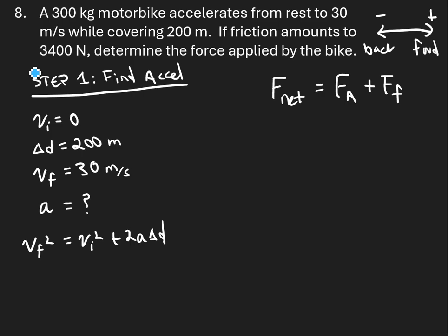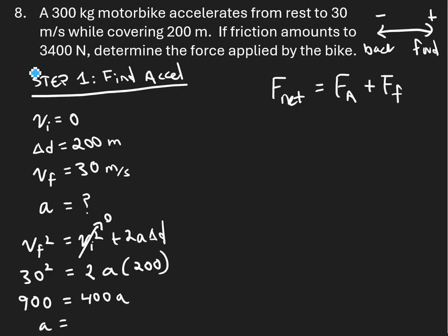Final velocity is 30 squared. Initial velocity, I can just put an arrow through that because it's 0. And then I've got 2 times my acceleration, which I don't know, times my displacement, which is 200. So we're going to end up with 30 squared is 900. 2 times 200 is 400 times acceleration. So my acceleration is 900 divided by 400. That's 2.25 meters per second squared. Okay, I got my acceleration.